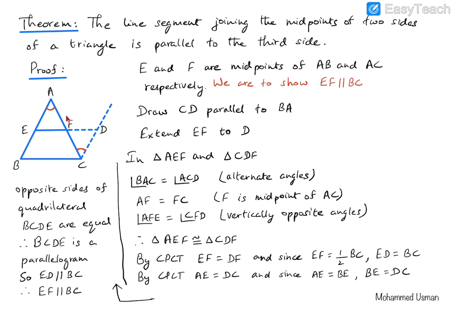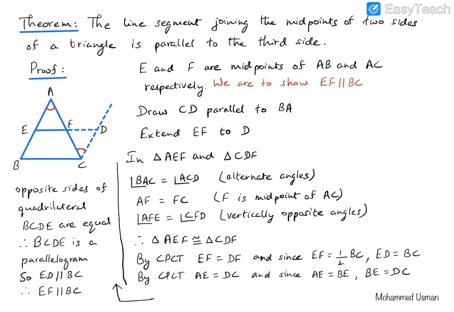So we have our triangle ABC. E is the midpoint of AB and F is the midpoint of AC, and we join E and F to form the line segment. What we have to show is that EF is parallel to BC. And we also have to show that EF is half of BC. We'll do that in the converse part.